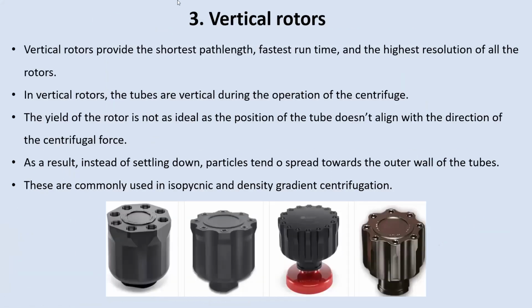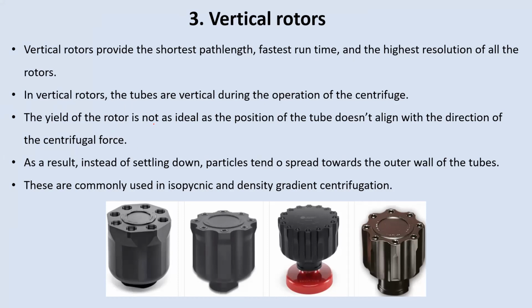Now then there is the third type, so we are looking at the types of the rotors. So this is the vertical rotor. The first one was the fixed, the second was the swinging bucket. Now this is the vertical rotor, and it provides the shortest path length, the fastest runtime, and the highest resolution of all the rotors. Amongst all the rotors that we are going to see, vertical rotors are going to provide the fastest and the highest resolution. Now here the tubes are going to remain vertical during the operation of the centrifuge. In the initial, the angle was 45, the second the angle becomes 90. Here the tubes are going to remain vertical.